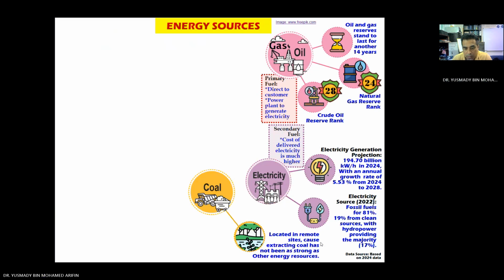Coal is the third one. It is normally located in remote sites, because extracting coal has not been as strong as for other energy resources. In terms of production, coal production increased by 63.1% in 2000 compared to 1995.